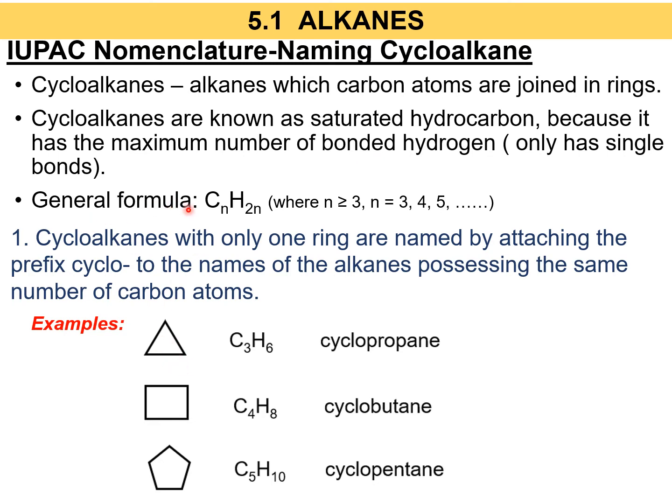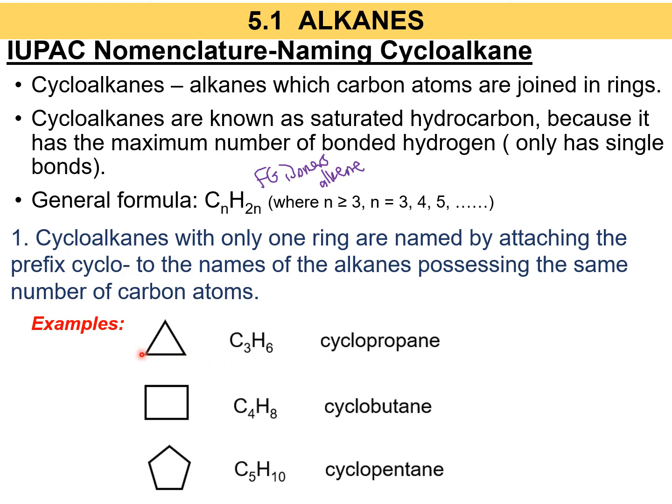And the general formula for cycloalkane looks like alkene, which is CnH2n, so that's why you can have functional group isomers with alkene because they have the same general formula. Okay, but how do you name cycloalkane according to the IUPAC? The first rule says cycloalkanes that have only one ring are named by attaching the prefix cyclo.